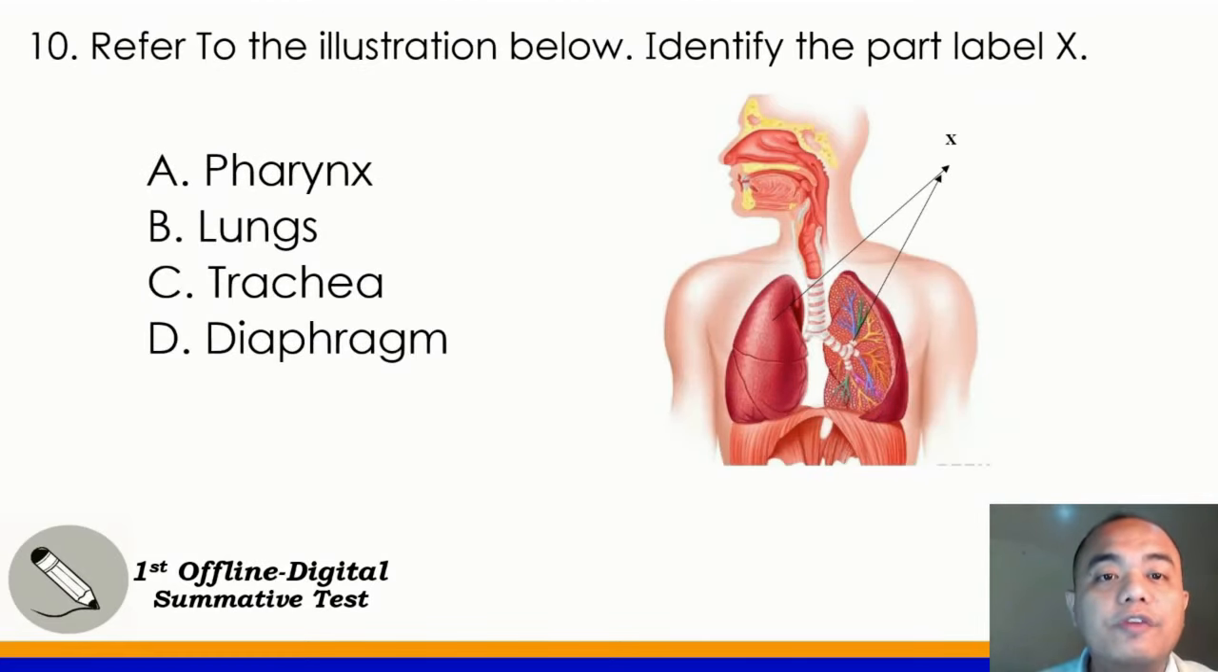Number 10, refer to the illustration below. Identify the part labeled X. A. Pharynx, B. Lungs, C. Trachea, or letter D. Diaphragm. The correct answer is, of course, letter B.